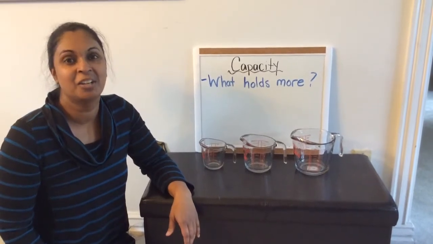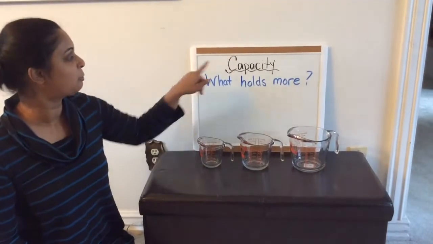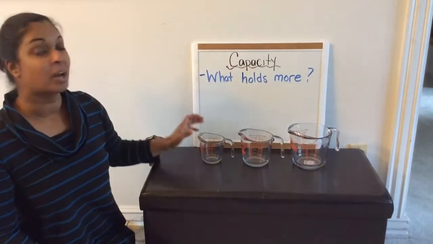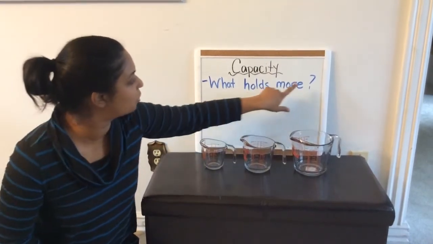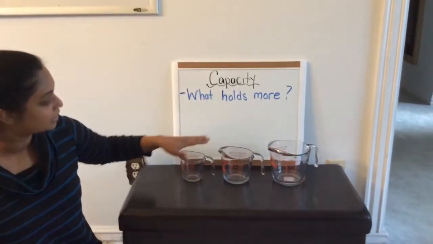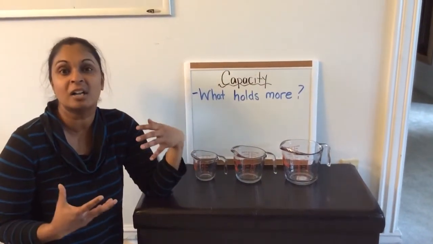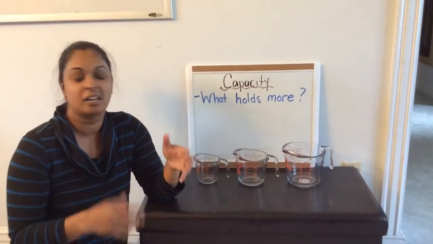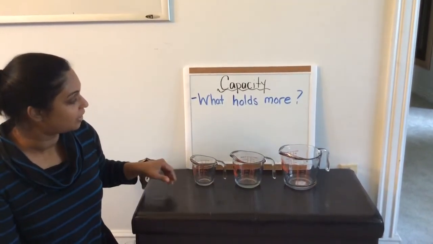Hi everyone, today you're going to move on to your new unit. It's a type of measurement called capacity. What it means is that you're comparing containers to see what holds more. So I have here some measuring cups, but you might be able to compare any types of containers, boxes or jars. I will go over a couple of examples together.